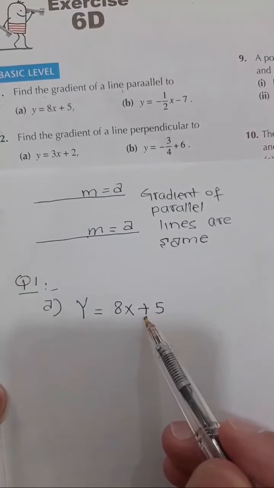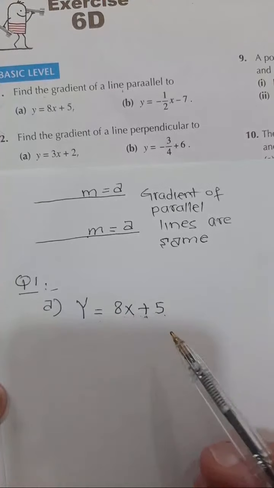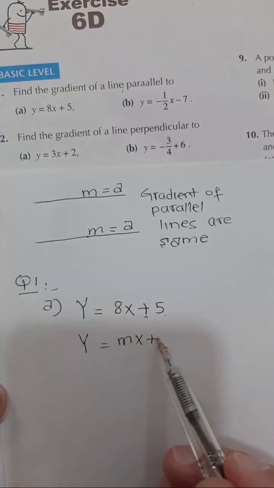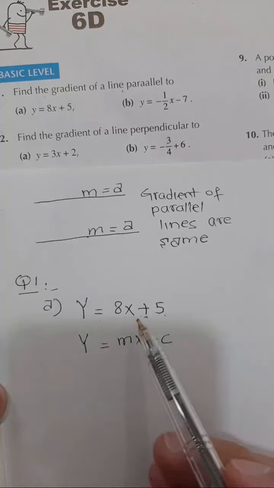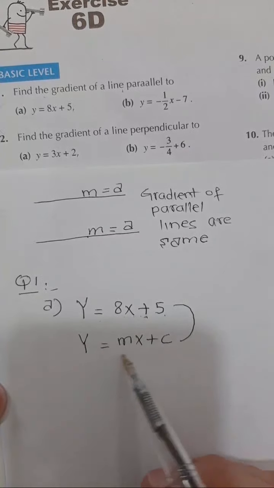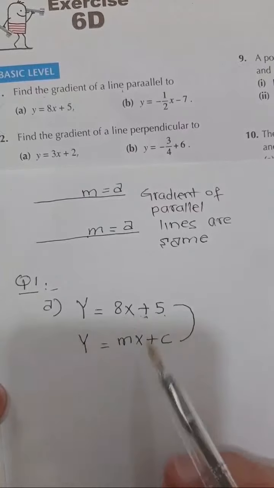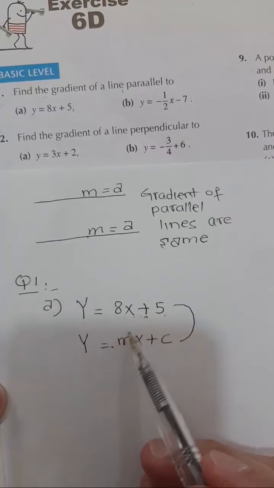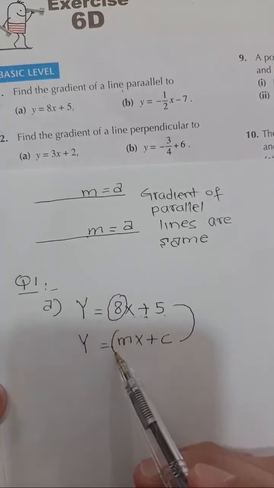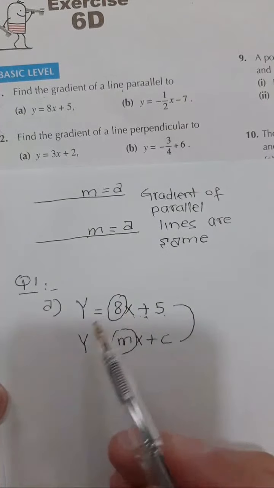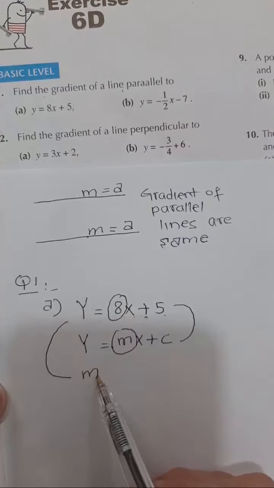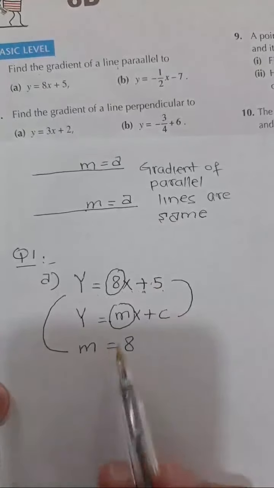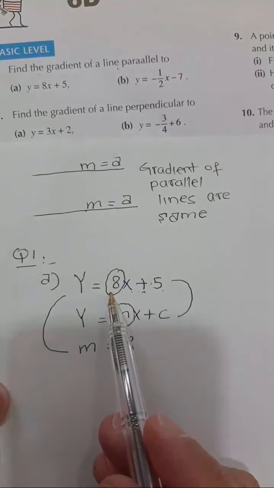First of all, find the gradient of this line y is equal to 8x plus 5. Now you compare it with the general form of the equation of a straight line, y is equal to mx plus c. When you compare these two, whatever is the value with x in this form represents m, the gradient. So the gradient of this line is 8. A line parallel to this line must have the same gradient.